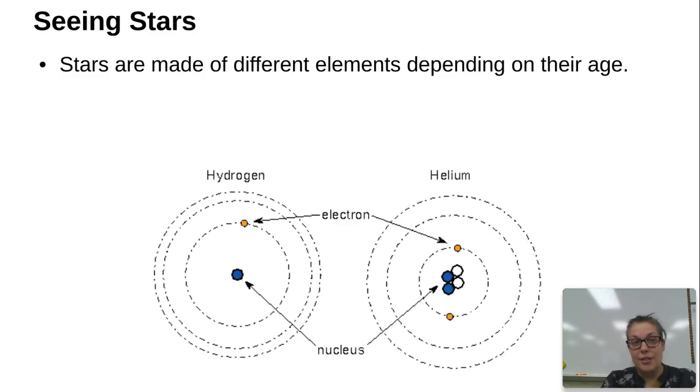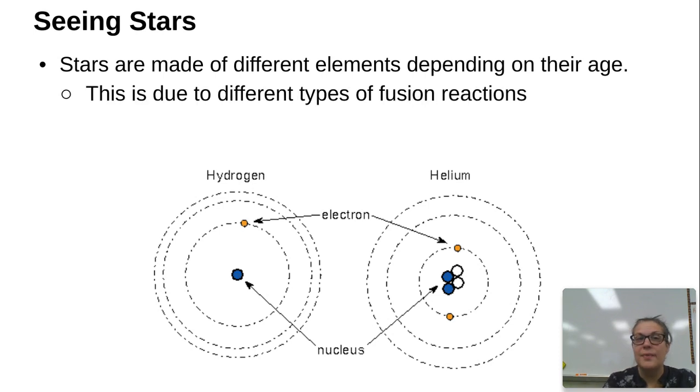Well, stars. They're made of different elements depending upon their age. And this is because of different types of fusion reactions happening along the way. The older you are, the more helium you have produced. Once you have enough helium, they can actually start combining with hydrogen to make lithium. You can then have it combine with another hydrogen to start making heavier elements.